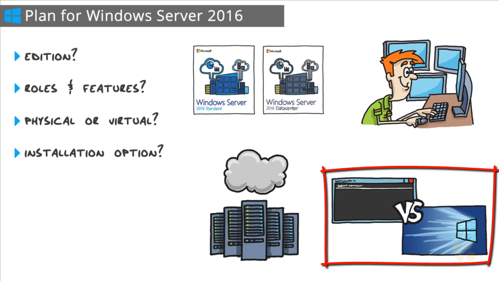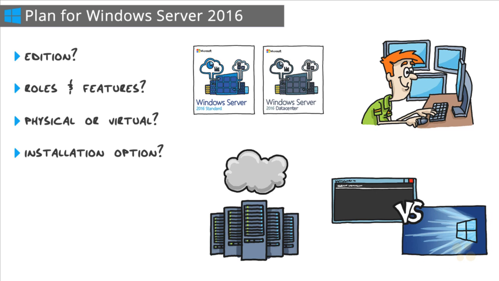And finally, what installation option do we need? We have 3 of them now in Server 2016. We have the desktop experience, which is the full GUI. We have Server Core, which is a command line only lightweight version of the OS, and we have the brand new Nano Server, which is an extremely small, lightweight, and headless version of the OS. And your decision there will also depend on the workload that's running on these machines and how you plan on managing it down the road.